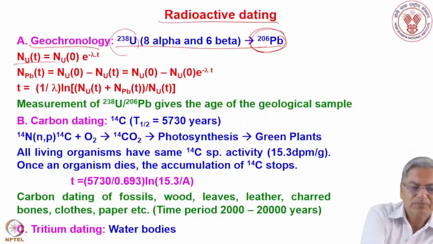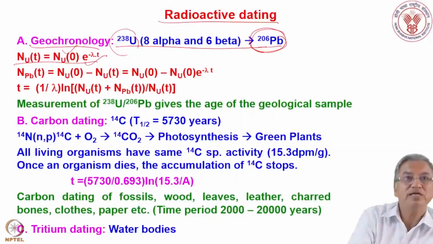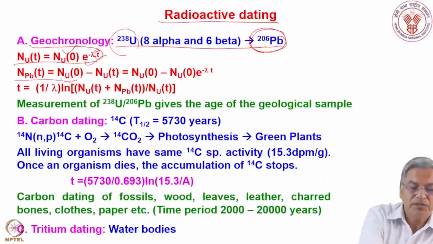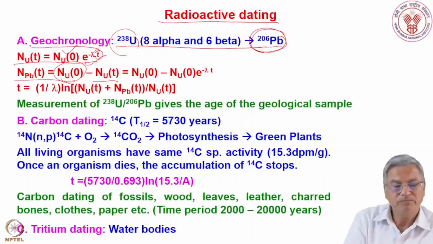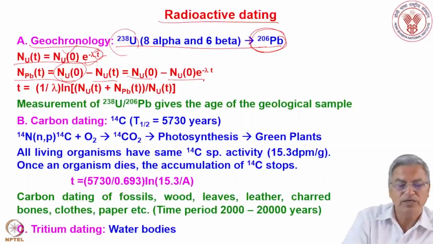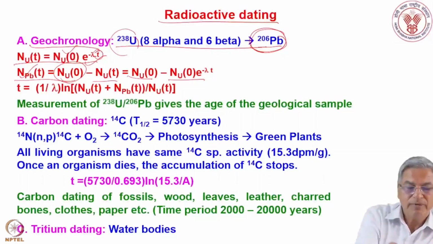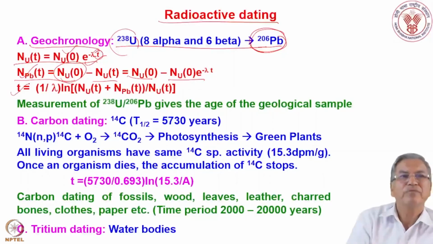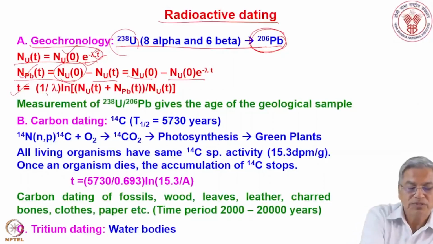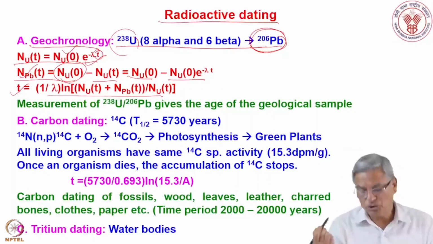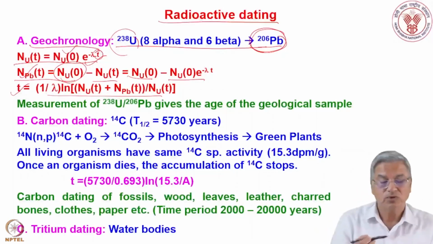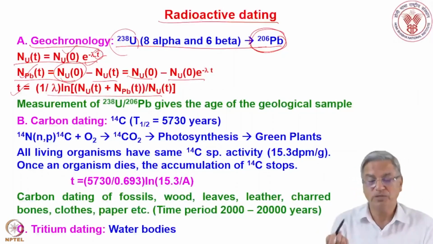So the uranium present today can be given in terms of the initial concentration of uranium, exponential decay, e raised to minus lambda t. This t is the time which we want to find out. Lead present today is uranium initially present minus uranium present today. You can find out lead by mass spectrometry, and by solving these two equations you can find the time when this rock was formed using this expression. So if you measure the ratio of 238 uranium to 206 lead, you can find out the age of when that particular geological sample was formed.